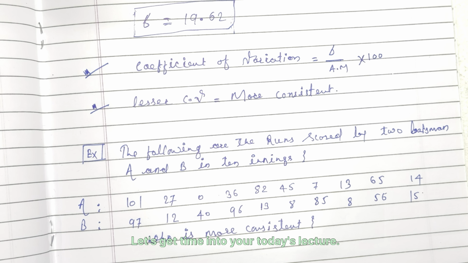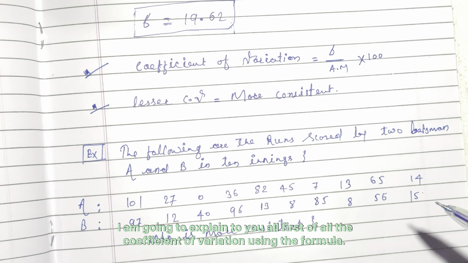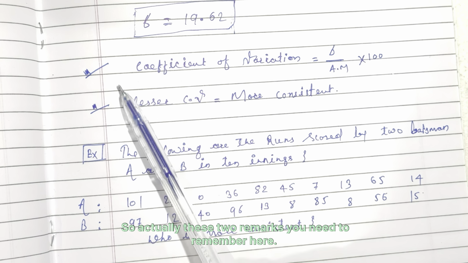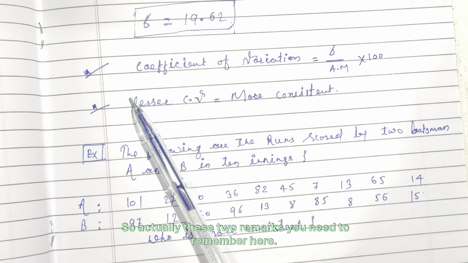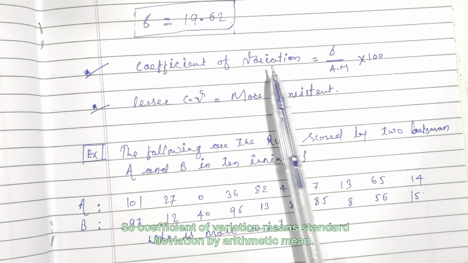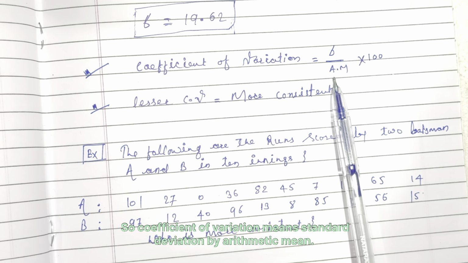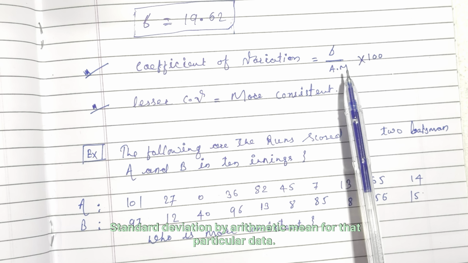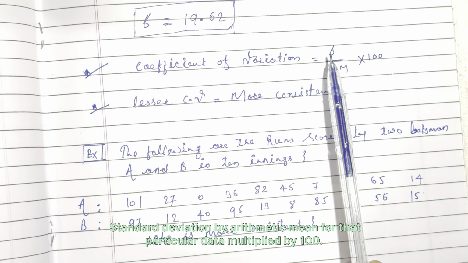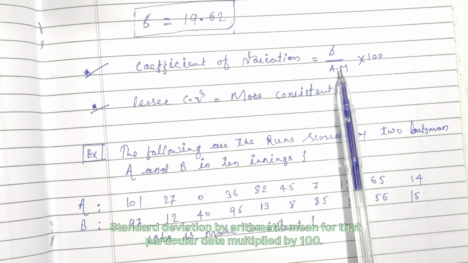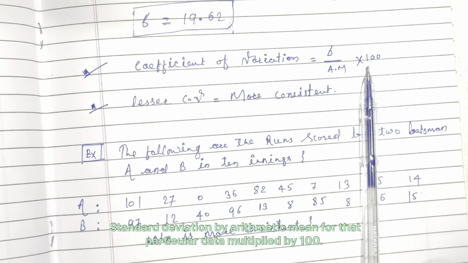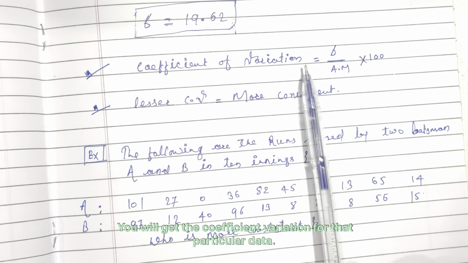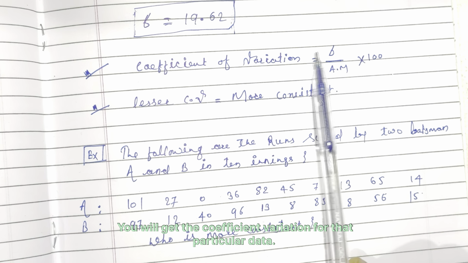Okay, let's dive into today's lecture. I'm gonna explain to you all first of all the coefficient of variation using the formula. These two remarks you need to remember here. Coefficient of variation means standard deviation by arithmetic mean for that particular data, multiplied by 100. Then you will get the coefficient of variation for that particular data.